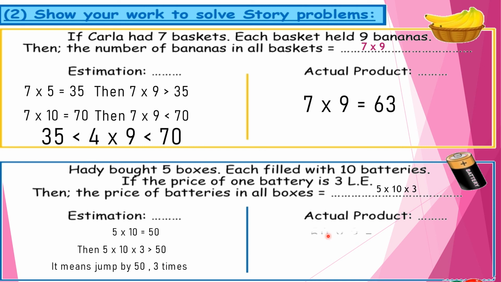Let's see the actual product. I have here 5 by 10 equals 50. So 50 by 3 will be 150. You can just say 5 by 3 equals 15 and we'll drop down 0. Or you can say 5 by 3 and put the 10 outside. So it equals 150. So my estimation was correct.